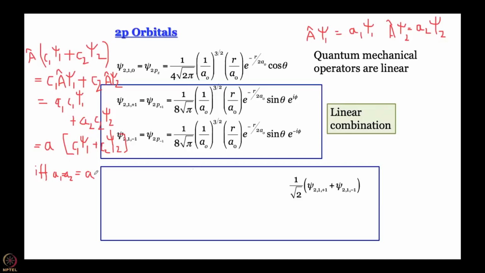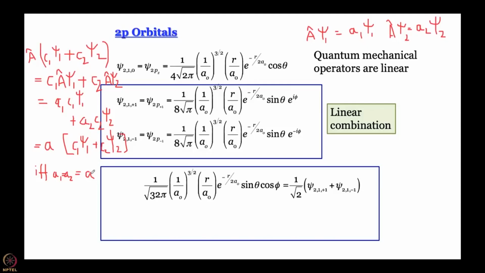So, that goes outside the bracket, well even sin theta goes outside the bracket, and you are left with e to the power i phi plus e to the power minus i phi inside the bracket. What is e to the power i phi plus e to the power minus i phi? It turns out to be cos phi, right. Not exactly cos phi, there is a factor of 2. So, you are left with 1 by root over 32 pi, 1 by a0 to the power 3 by 2 multiplied by r by a0 e to the power minus r by 2 a0 sin theta cos phi. It is a real function, right, it is a real function.